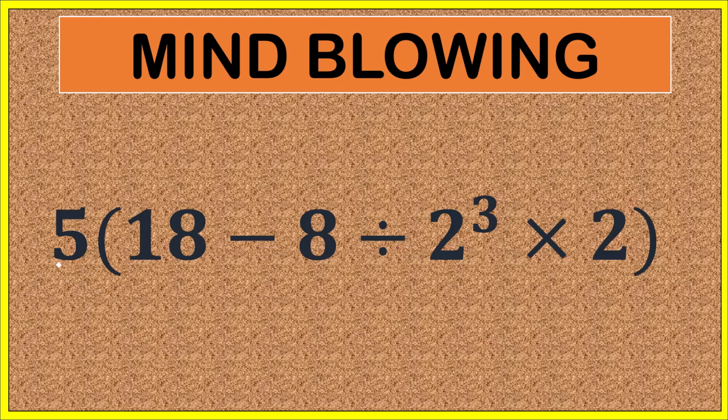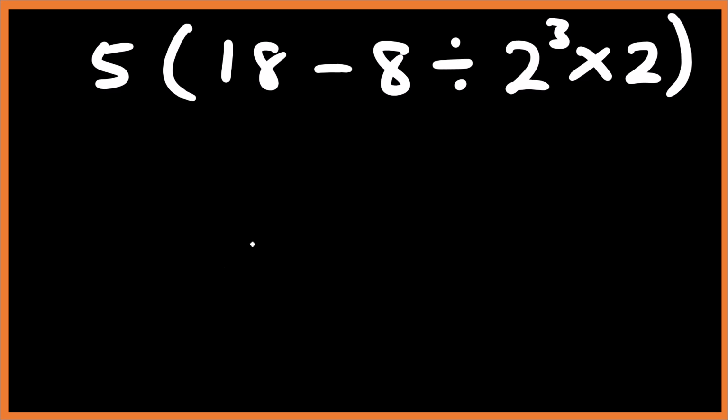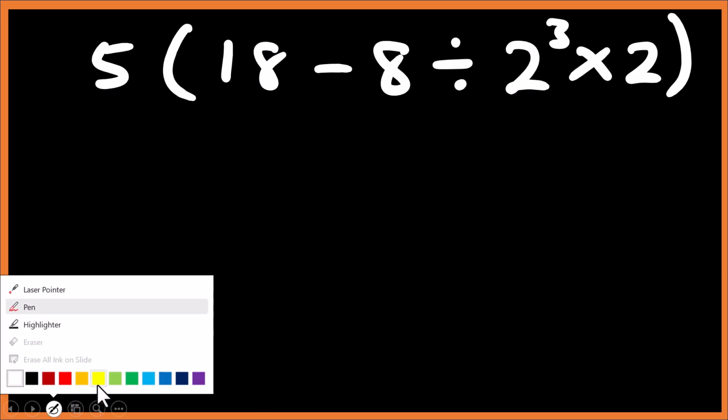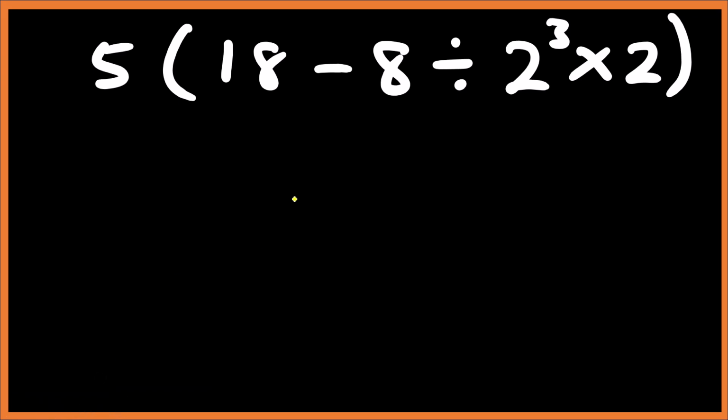Alright, so let's observe this mathematical expression well. We have 5 parentheses, 18 minus 8 divided by 2 raised to 3 times 2. You can pause the video and give it a try. Alright, so let's see how a layman will solve this.